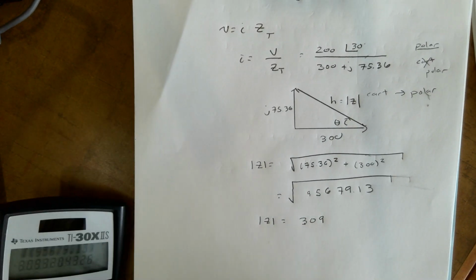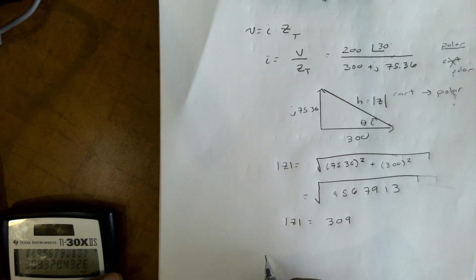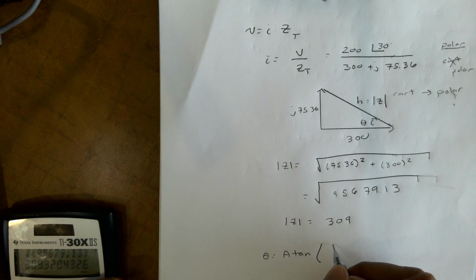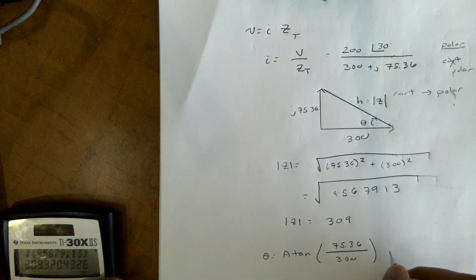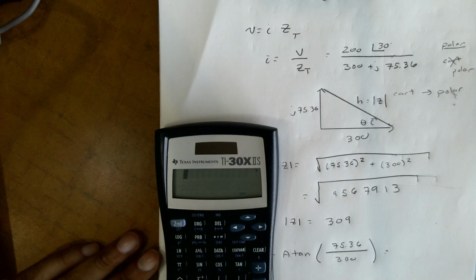Okay, and now what we need is the angle. We need hypotenuse and angle. Our angle is simply the arctangent. So what we want to do is arctan of 75.36 over 300, which is really our y over our x. And then we want to be in degrees, so I'll show the calculator, and we want to be in degrees.